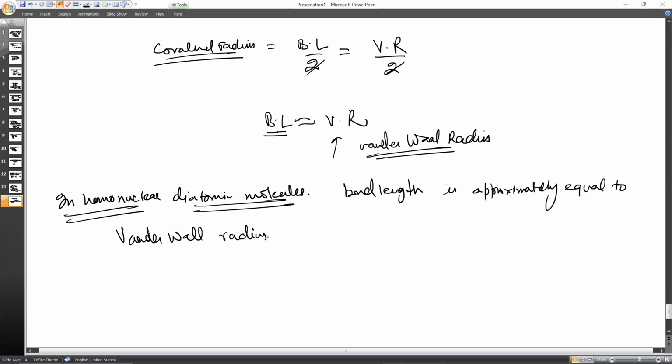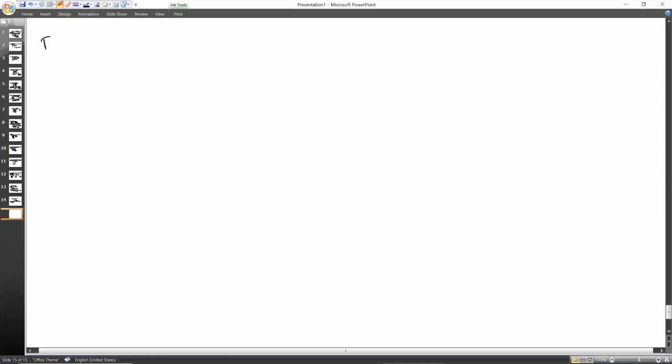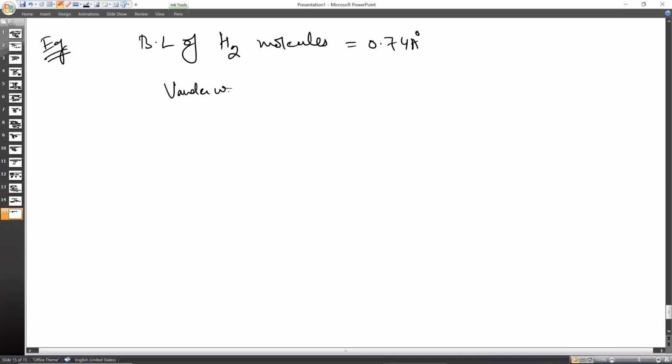And we can have a numerical on this. For example, we know that the bond length of the H2 molecule is 0.74 angstrom. If it is a bond length, then the van der Waals radius of hydrogen is also approximately equal to 0.44. So bond length is equal to van der Waals radius of hydrogen. Got it?